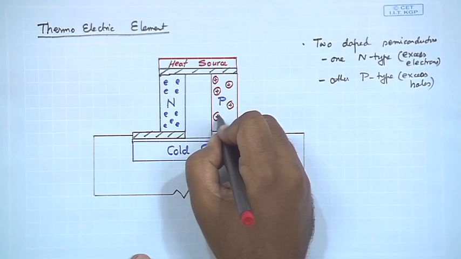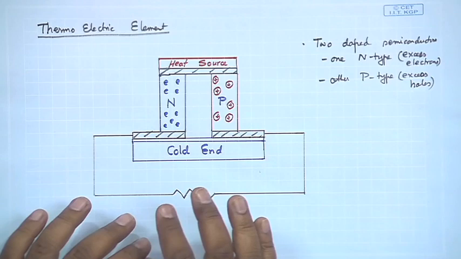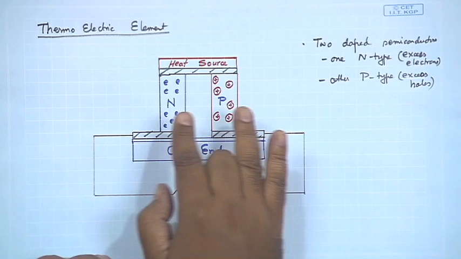And so on. Now, let us say we have a situation where we have this n and p type. The two components are arranged such that they are electrically in series. What do I mean by that?